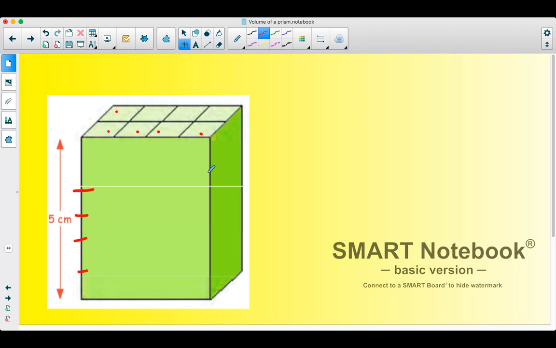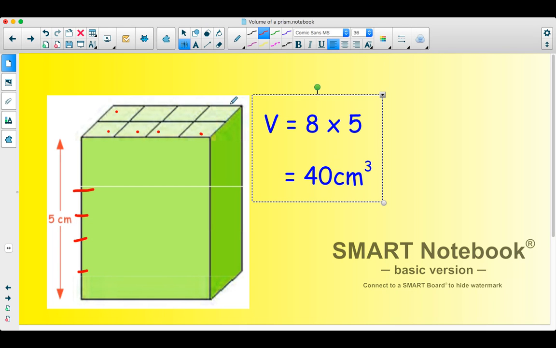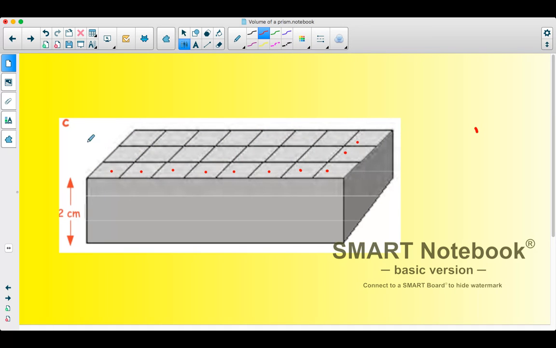What about this one? This is 5 centimeters tall. That must mean it has 5 layers. So we can count 1, 2, 3, 4, 5, 6, 7, 8 in the top layer with 5 layers. The volume has to be 5 lots of 8, 40 centimeters cubed. How many in this one? In the top layer, 1, 2, 3, 4, 5, 6, 7, 8 by 1, 2, 3. 3 eights are 24, and it's 2 centimeters tall, so there's 2 layers to it. So it's going to be 48 centimeters cubed.